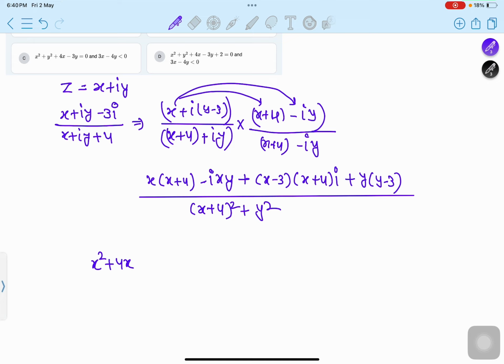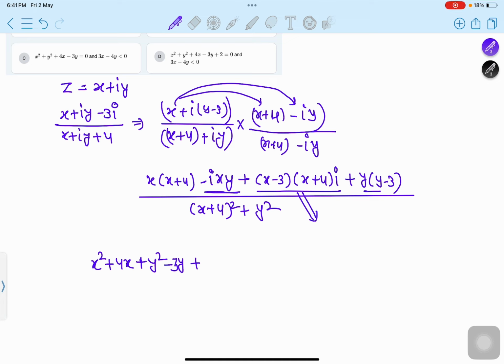Okay, any real part: y into y is y square, which is also a real part, so use y square. And y into 3 is also a real part, so 3y is the real part. The same goes for the imaginary part: this one is also an imaginary part, and this one too. So you can check the multiplication now.